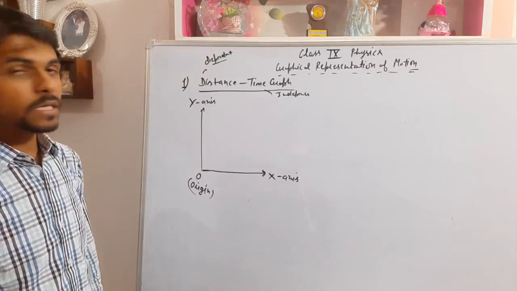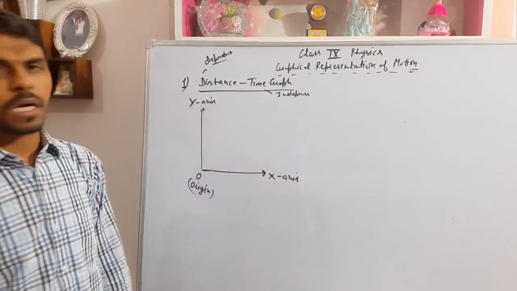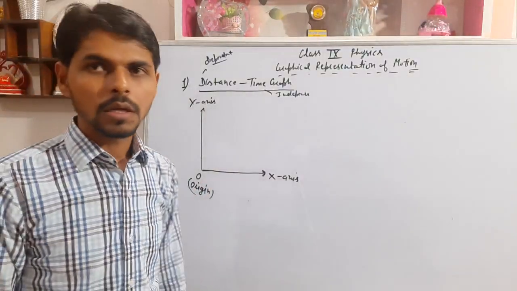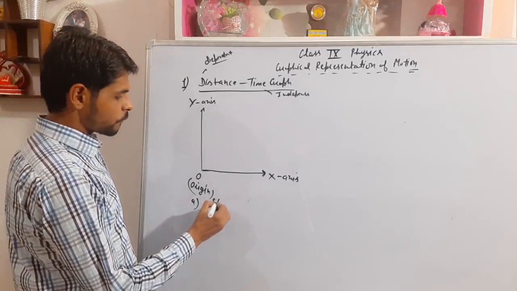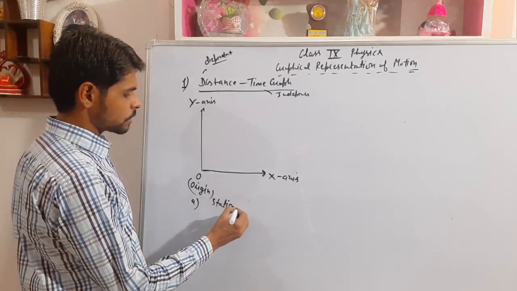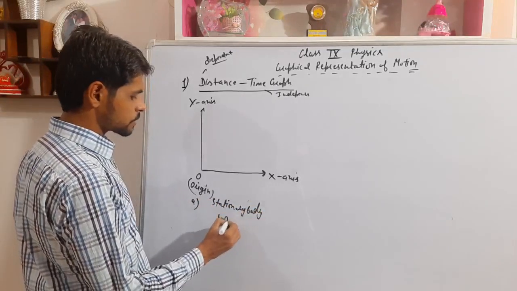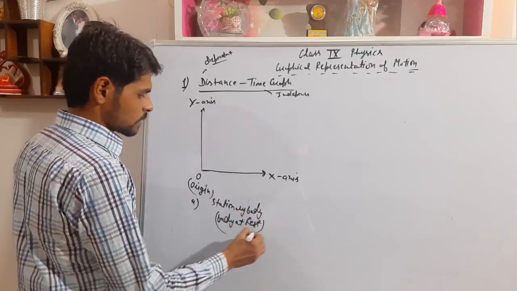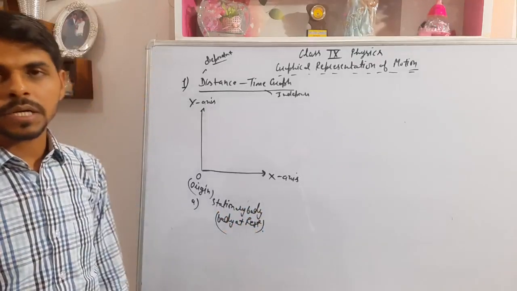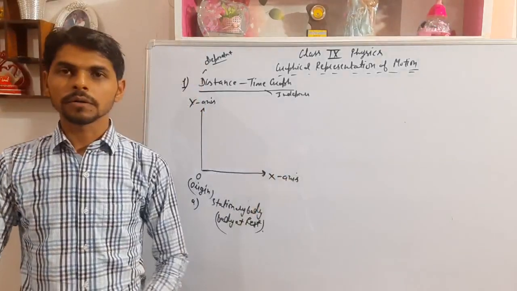So what is next? Next is to draw the distance time graph in different situations. So the first situation is the graph for a stationary body. What is the meaning of stationary body? Body at rest. It means if a body is at rest, suppose look at this board.